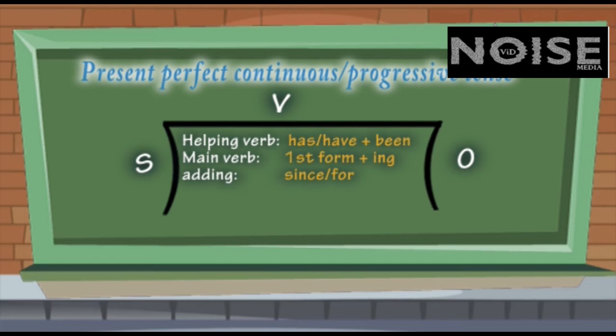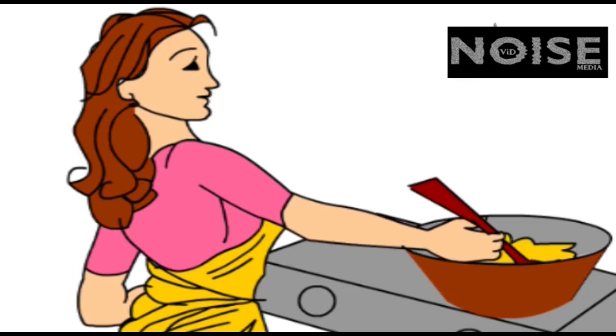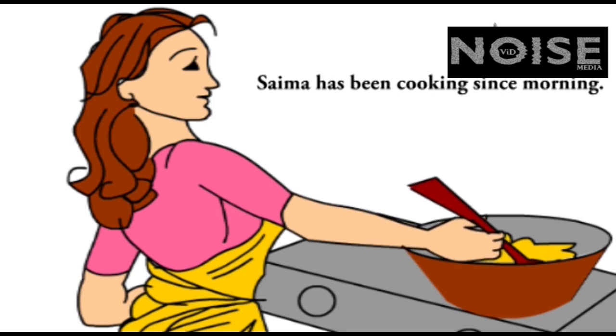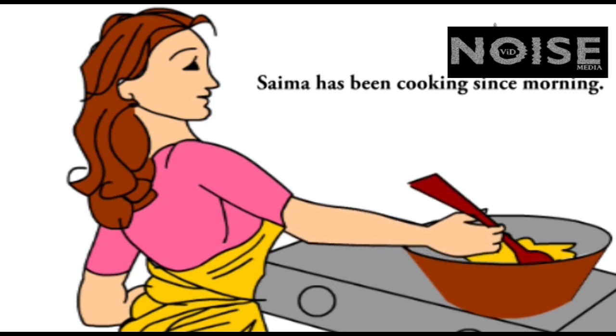And one more thing which makes this tense a bit complicated and, I would say, interesting, is the idea of since and for. How? Look at the formula SVO and the sentence, Saima has been cooking since morning. I'll repeat, Saima has been cooking since morning.